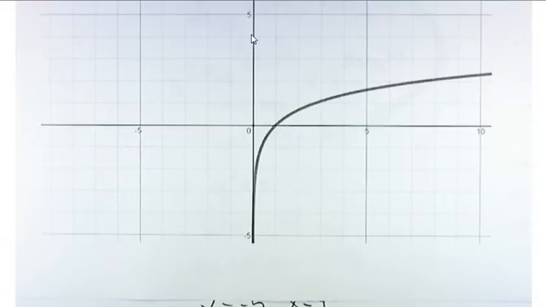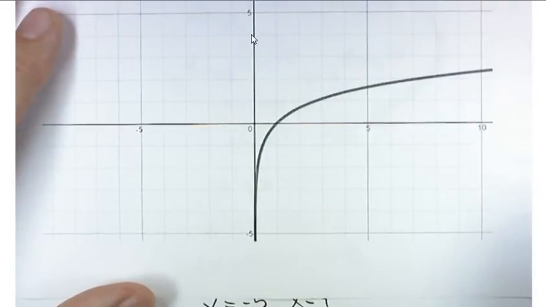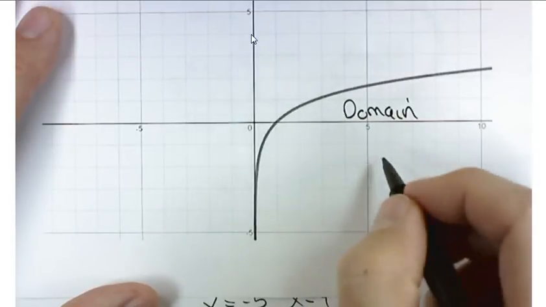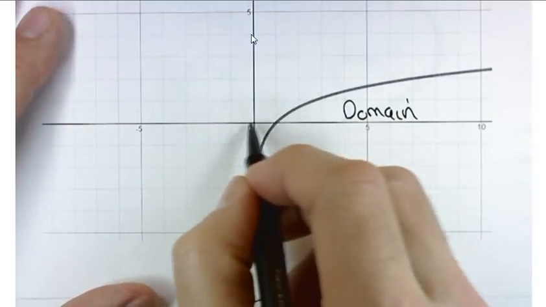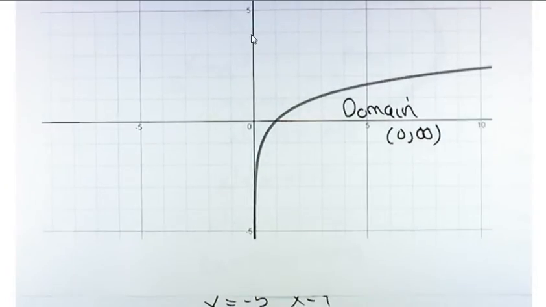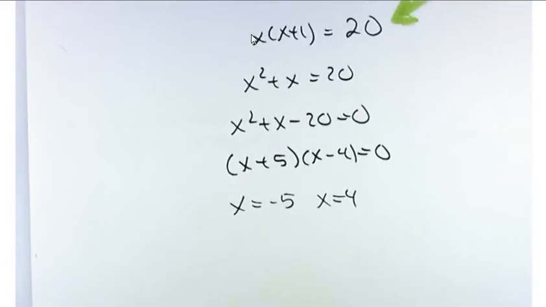Here's a graph of ln of x. What's its domain? 0 to positive infinity. Bonus points, thank you. 0 to positive infinity. You can't take the log of 0 or anything less than 0. -5 doesn't work because when you put it into your original equation, you end up trying to take the log of a negative number, and you can't do that.